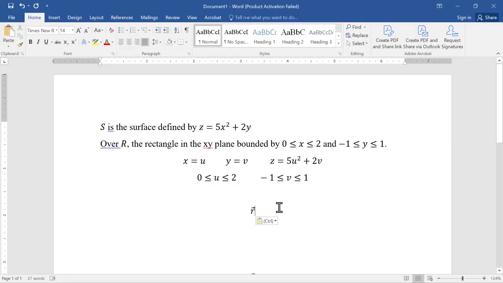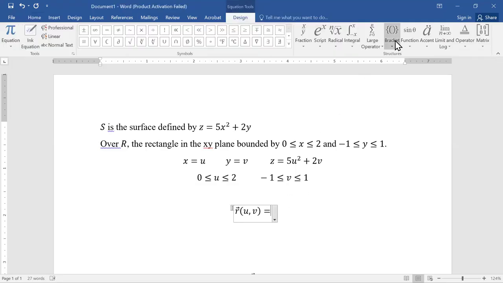So how do we set up the parameterization? We set up a vector valued function whose inputs are u and v, and then we have to plug in an x component. Here x is equal to u. Then we plug in a y component. Here y is equal to v. And then we plug in a z component. And z is equal to 5u squared plus 2v.